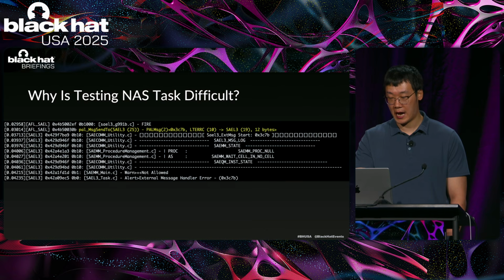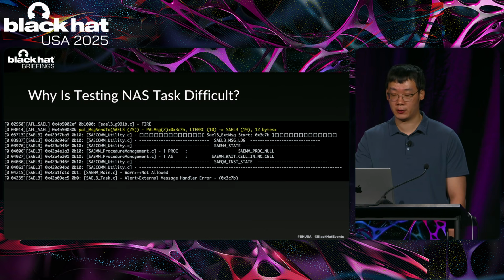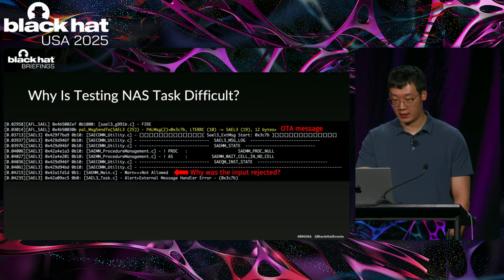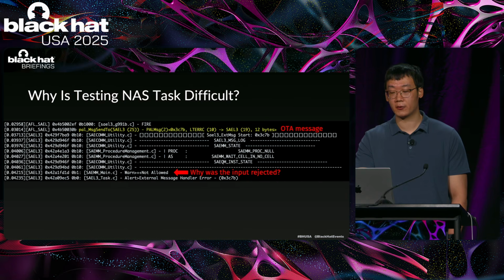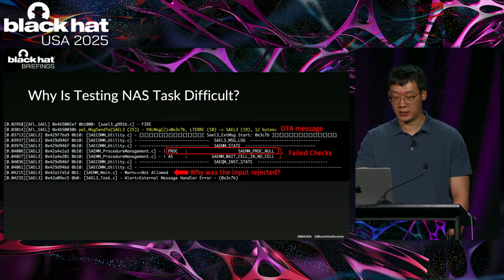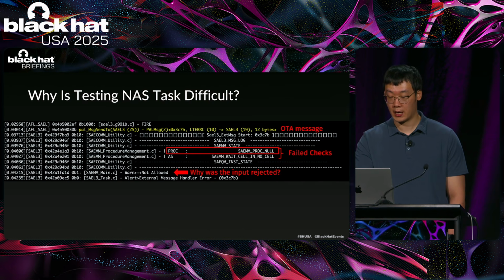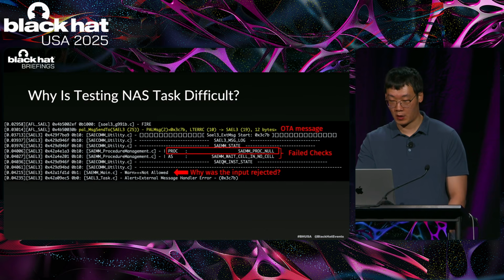This screenshot shows what happens if we just send a NAS message directly to the emulated NAS task. From the log, you can see it first received the over-the-air test message and immediately discarded it without any further processing. If we look closer, we can see the reason for this rejection. First, it says that this procedure is in a null state. This represents mobility management, which is used to manage the registration, deregistration, mobility, and security between the baseband and the core network. So this is basically saying that this thing is not properly set up.